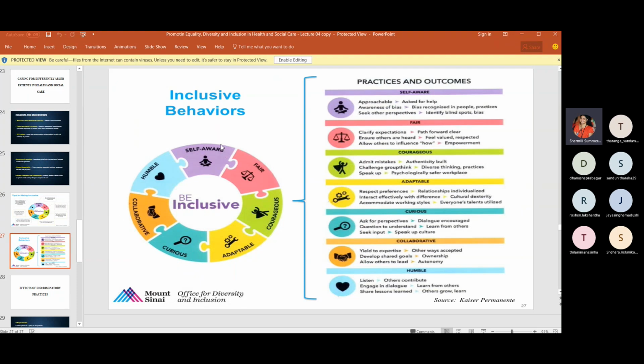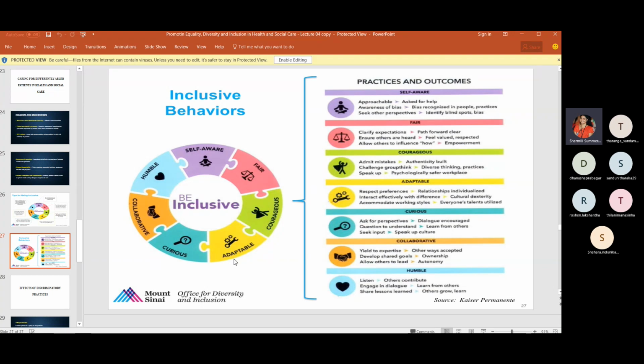So you should be self-aware. If you are not self-aware, then you can't work inclusively in a particular team. Then it should be fair: your activities, your judgments, your suggestions should be fair to all the members you are working with. And you should be courageous. You need to be very firm in your decisions. You should have the courage to take any decisions, any actions, and you should be adaptable.